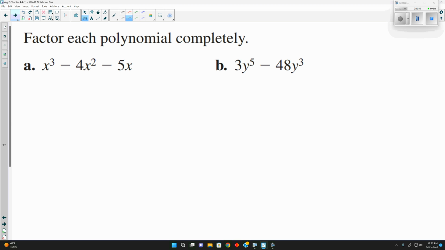Now the first one we're looking at is x cubed minus 4x squared minus 5x. This is the first one we're going to factor. And whenever we factor these, the first thing we want to look for is a greatest common factor. Is there something in common with all three terms? X. And we can start off by factoring it out. So we factored x out of x cubed, we get x squared minus 4x minus 5.